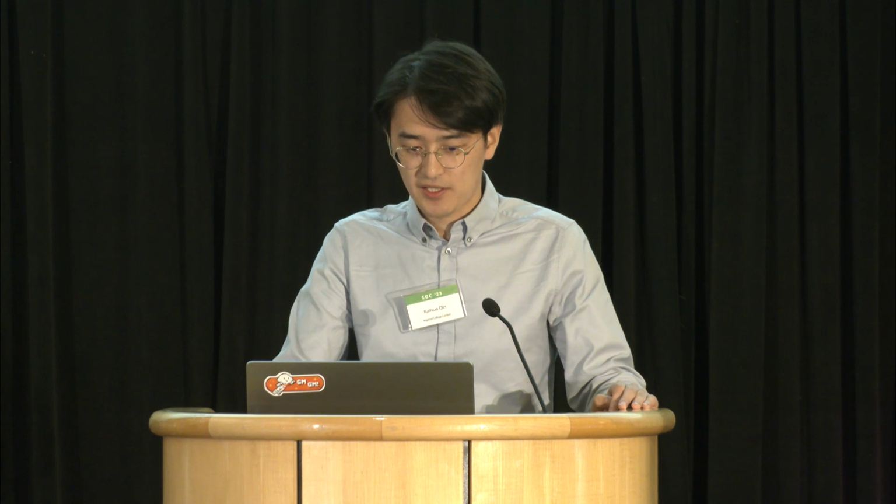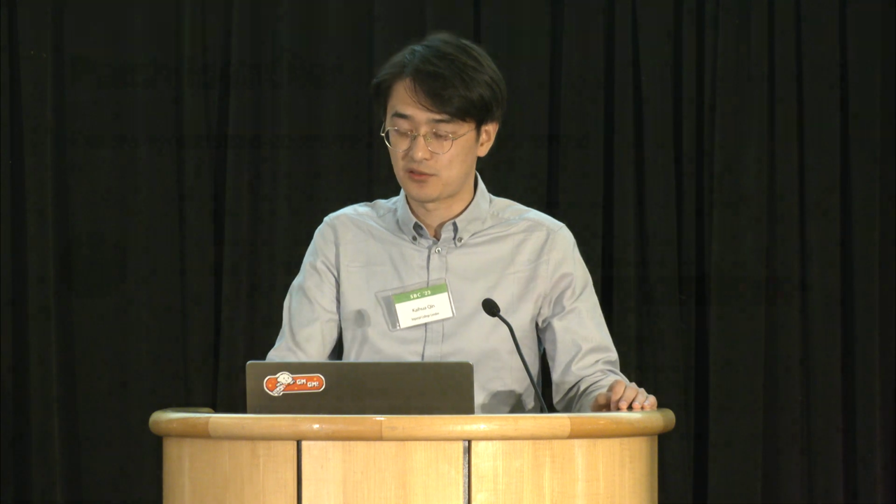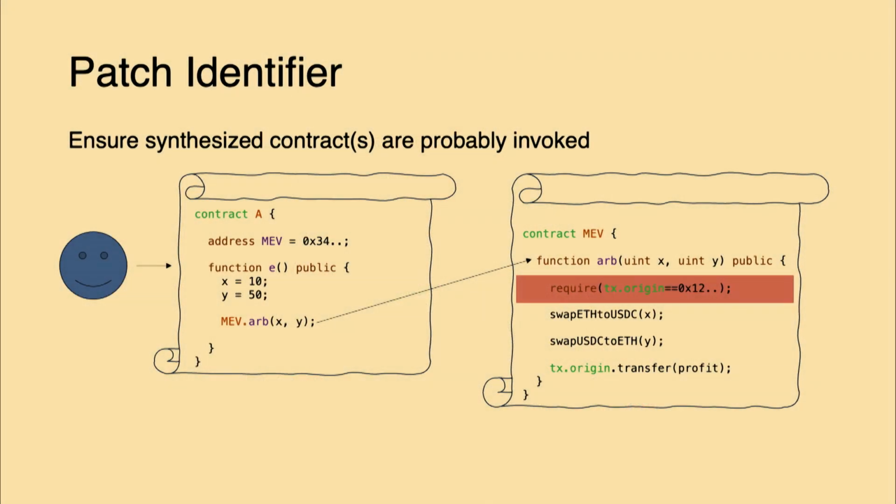So the next is the patch identifier. To understand what the patch identifier does, let's assume the following scenario. The MEV contract is not invoked directly by the transaction sender, but by another contract, let's say contract A, which has a function E that calls MEV.upxy. Let's assume we can successfully identify the imitation protection in the MEV contract, and we successfully synthesize an adversary contract that bypasses this protection, and we deploy it.